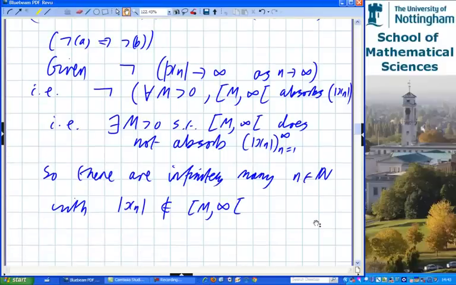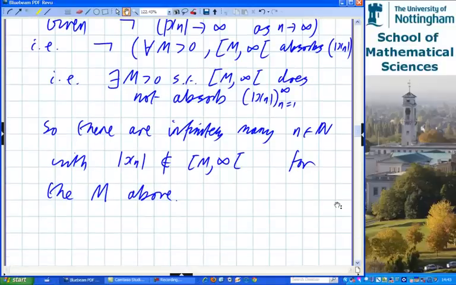Mod xn does tend to infinity. Negate that, and you get there are infinitely many. This is there exists an m such that this happens. That's this last bit, about the not absorbing for this n. So for such m, there are infinitely many xn. Mod xn, if it's not between m and infinity, it's got to be between 0 and m.